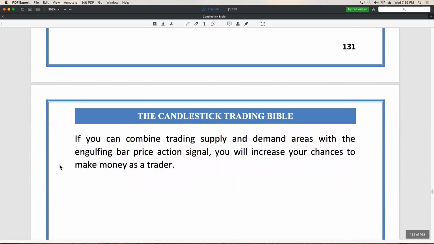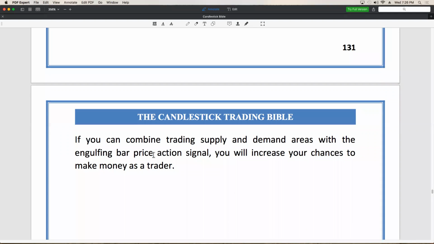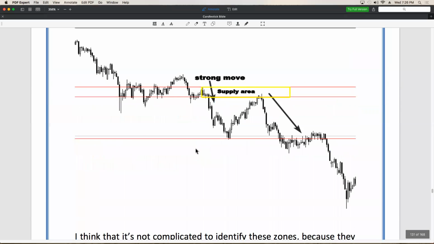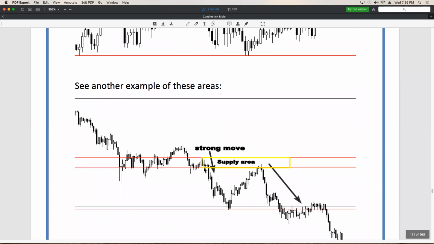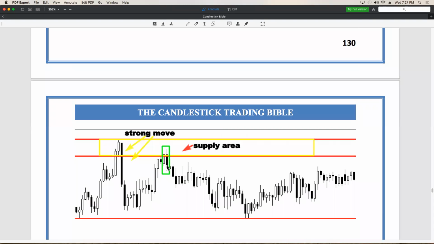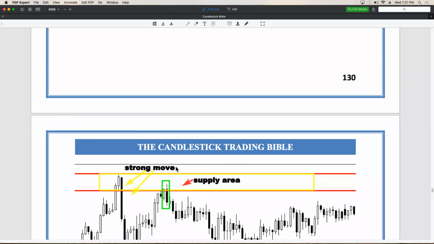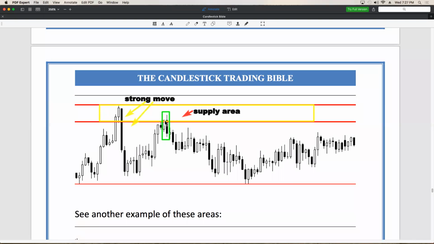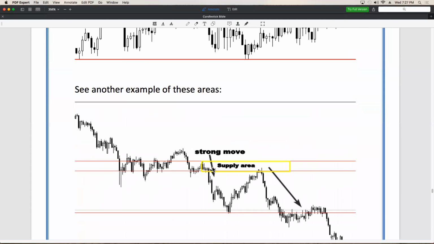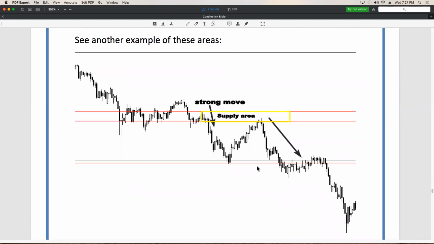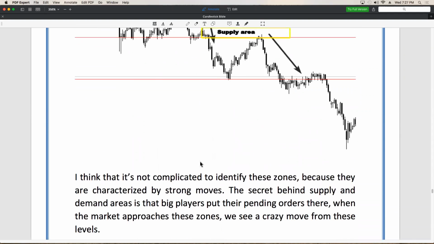So if you can combine trading supply and demand areas with the engulfing bar price action signal, you will increase your chances to make money as a trader. Now, this is a bar axe. You know, when you look at that, that's one of those engulfing bar candles and all that. But we just see the double top. The double top gives us the same results. You know, it's telling you how it goes.